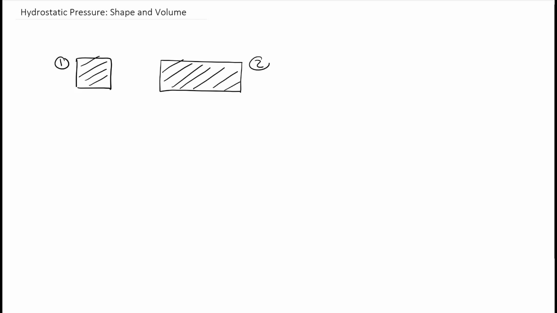So let's look at two tanks. I have on the left hand side tank number 1, and on the right hand side I have tank number 2. Tank number 1 filled with water, tank number 2 filled with water, and the important thing about these two tanks is that their height is exactly the same. So the area at the bottom of this tank is A1 and the area at the bottom of this tank is A2, and it's clear that A1 is much smaller than A2.